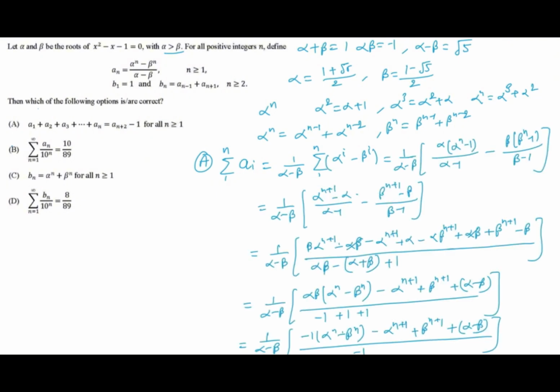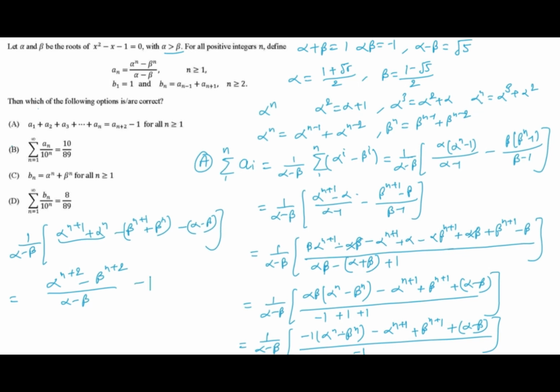Now we can just rearrange this and see what we get. We can write this expression as alpha to the power n plus 2 and this one as beta to the power n plus 2. And this is equal to the right hand side. Therefore, option A is correct.